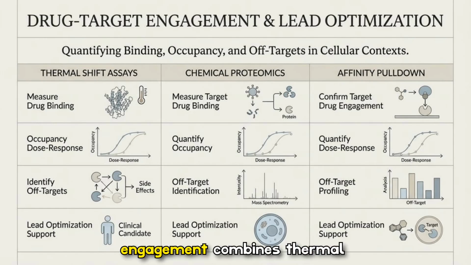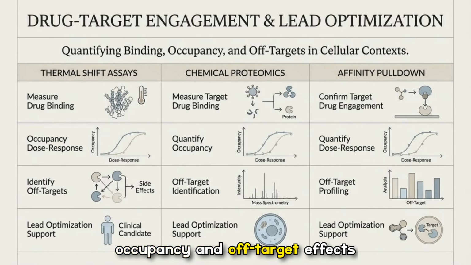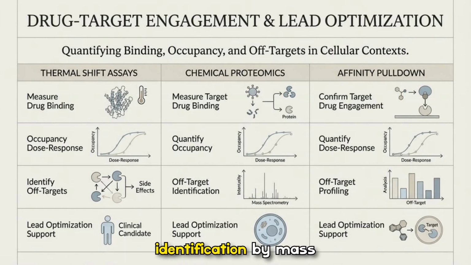Quantifying drug target engagement combines thermal shift assays, chemical proteomics, and affinity pull-down to measure binding, occupancy, and off-target effects in cells. This slide describes dose-response curves, off-target identification by mass spectrometry, and how these approaches feed lead optimization and support selection of clinical candidates with improved specificity and safety.